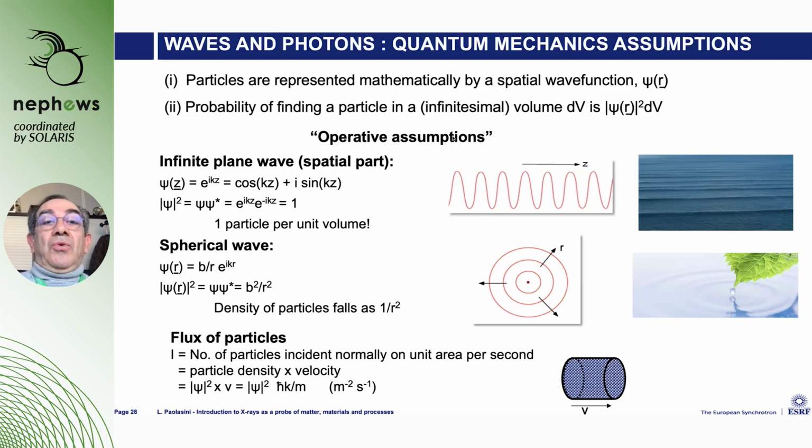And so we can imagine two ideal cases, what I call operative assumptions. The first is the case of the infinite plane wave; here I indicate only the spatial part. The wave function which describes the infinite plane wave is this exponential e^(ikz), which can be decomposed into sine and cosine terms, imaginary and real parts. When we want to define the probability of finding this particle per unit of volume, we just take the complex conjugate multiplied by the spatial wave function, and we obtain 1. So this operative assumption of an infinite plane wave means that we have 1 photon everywhere per unit of volume.